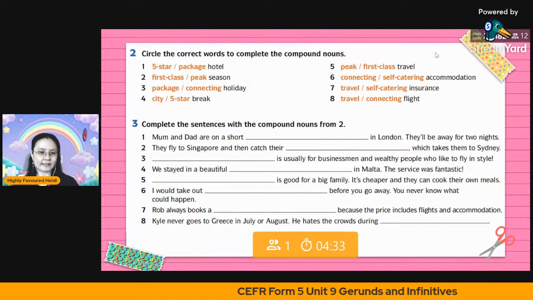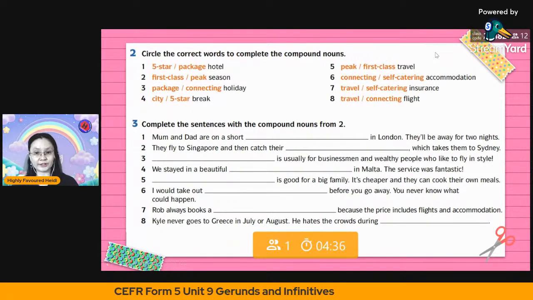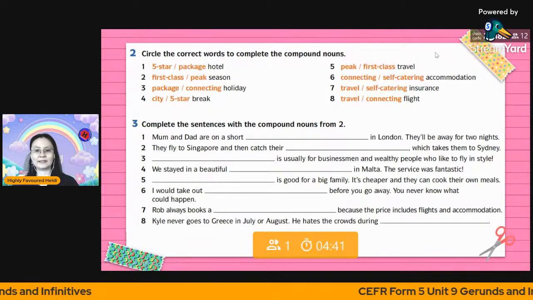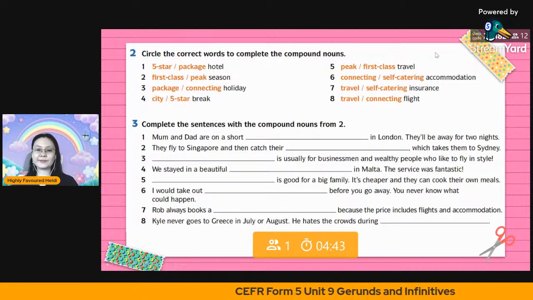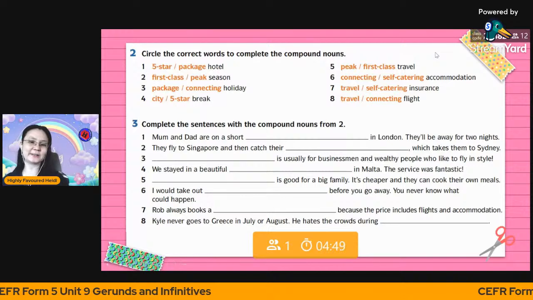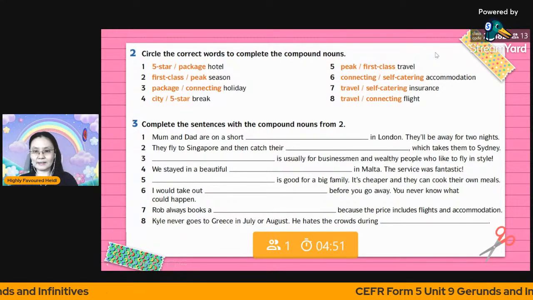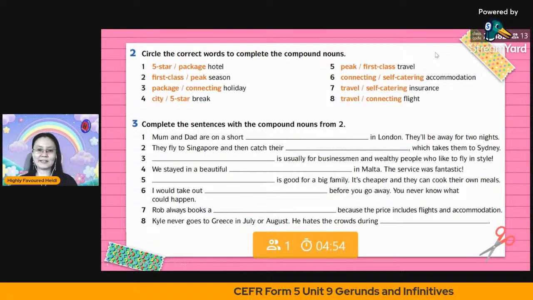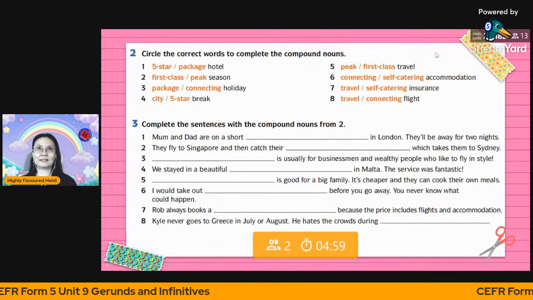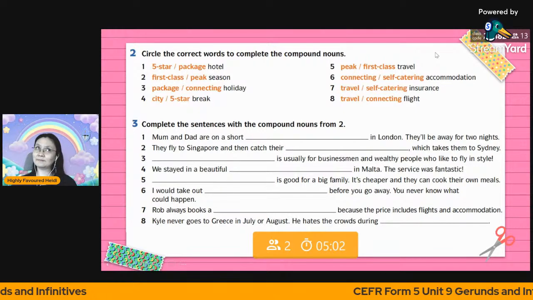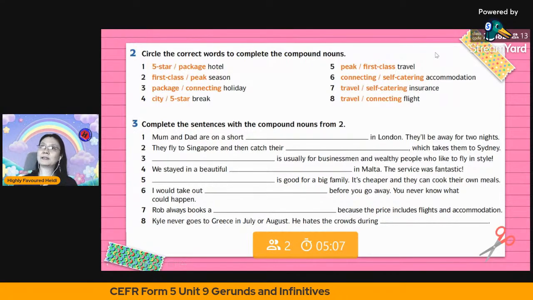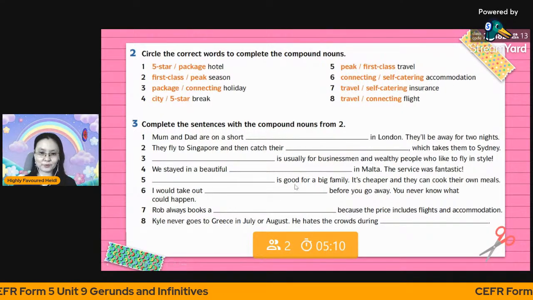Then Kaylee never goes to Greece in July or August. He hates the crowds. During what? Why does he hate the crowd? Teacher estimates that you might need around 7 minutes to look at it. That's why teacher asked you to read through and prepare it yesterday. Yesterday I don't have class with you on Wednesday. My class was with Form 4.